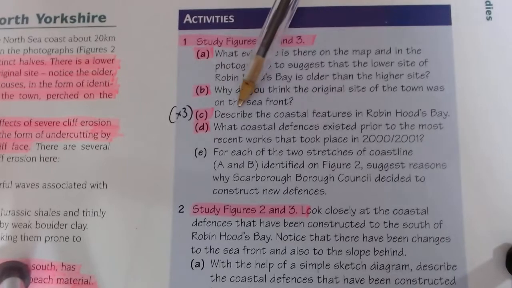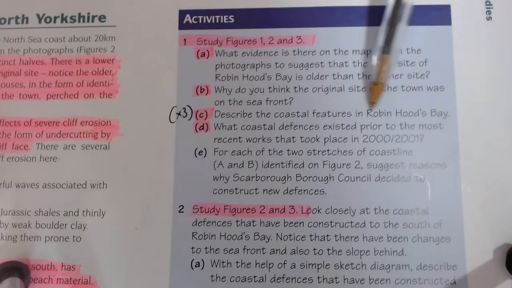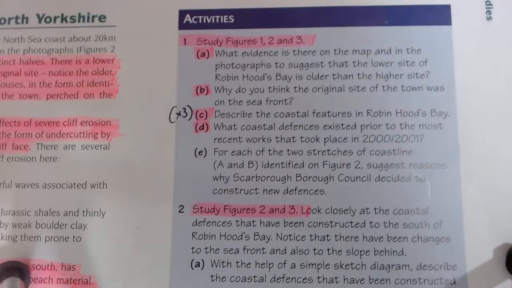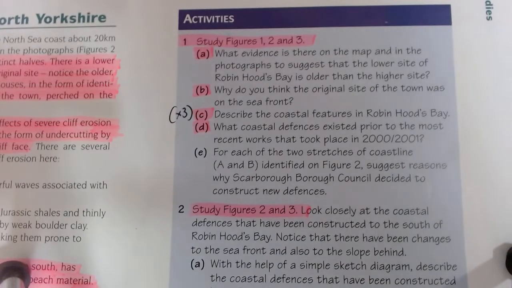C. I want 3 different features. Describe the coastal features in Robin Hood's Bay. Coastal features can be all sorts, from erosional features to depositional. Try and identify 3 different features, coastal natural features, not man-made stuff, all right?